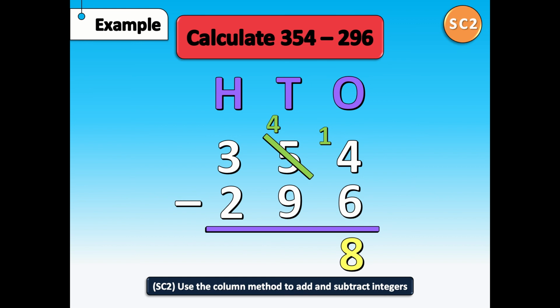Then we move on to the tens column, and 4 take away 9 we can't do, so we need to borrow from the hundreds column. So that's now 2, and we put the 1 in front of the 4, so that's now 14. 14 take away 9 is 5. Then we move on to the hundreds column, and 2 take away 2 is 0. So our answer is 58.